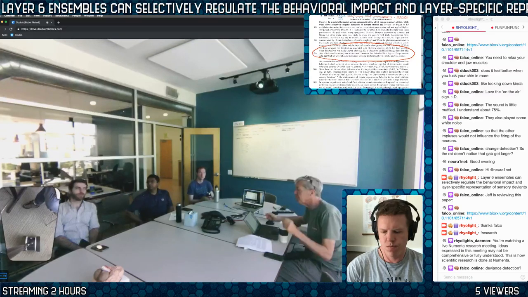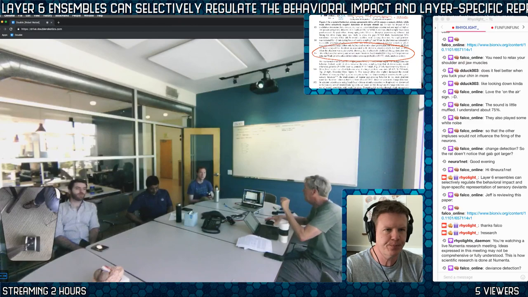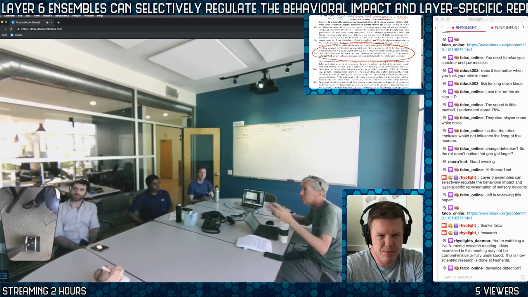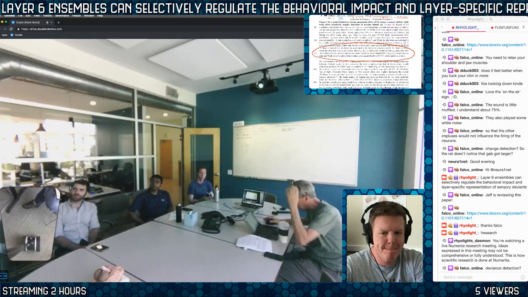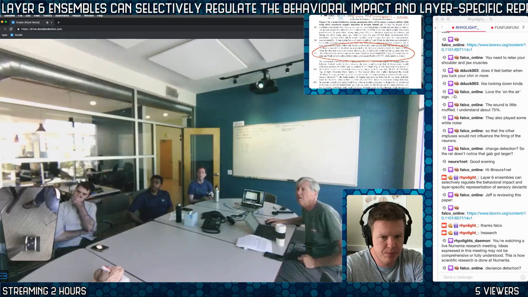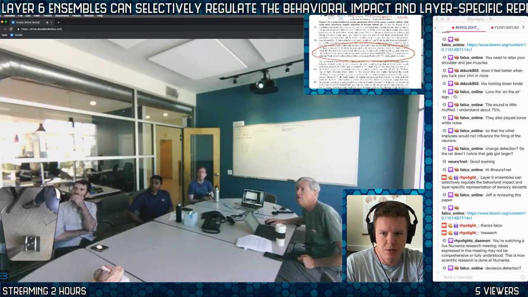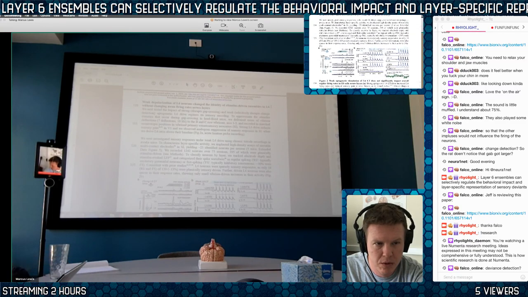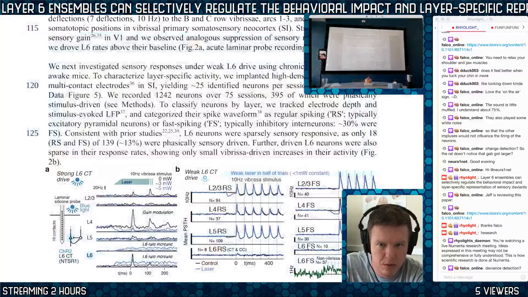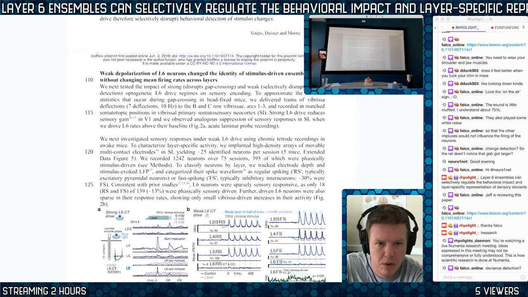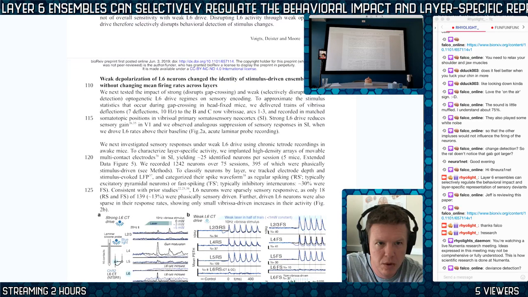I mean, throughout this paper, there are so many little caveats in every single result. Every little one, like, well, it could be this, could be that. It's being boxed in all over the place here, so it's kind of hard to reach any sweeping conclusion. This is the introduction of the second experimental paradigm. Weak depolarization of layer six neurons changes the identity of stimulus-driven ensembles. Basically, they're saying different cells activate without changing the mean firing rates across layers. So they're looking at mean firing rates in all the other layers, and when they activate layer six, it changed what it was doing, but the mean firing rates were the same everywhere.